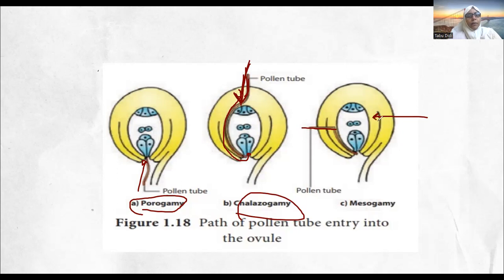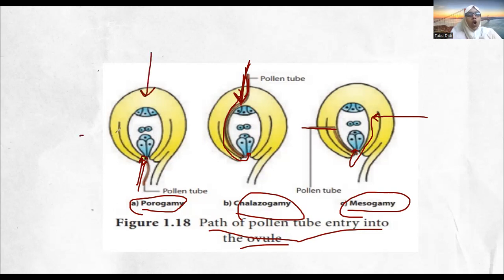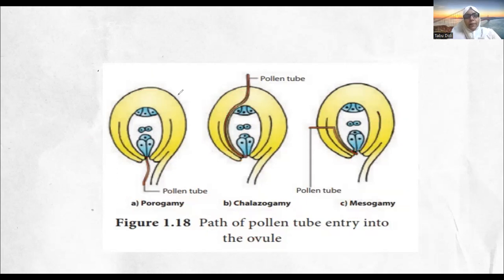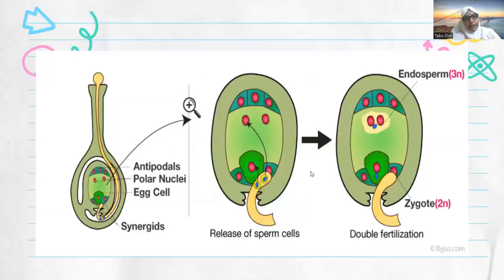It might just break open, make a pore, and the pollen tube might gain entry, and then finally it will come to this position. This will be known as mesogamy. So the path of pollen tube entry into the ovule is either directly through the pore, the opening, porogamy, or through the chalaza, chalazogamy, or through the integument, that is mesogamy. So the entry of the pollen tube can be through any one of these three places: the chalaza, the micropyle, or the integuments, and hence the three terms given to them.